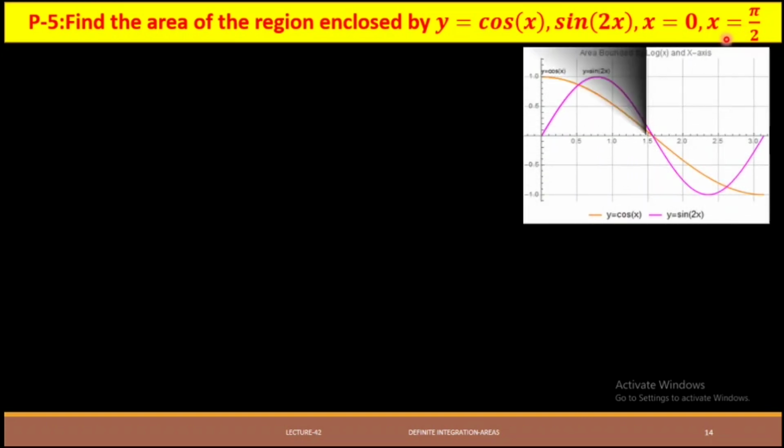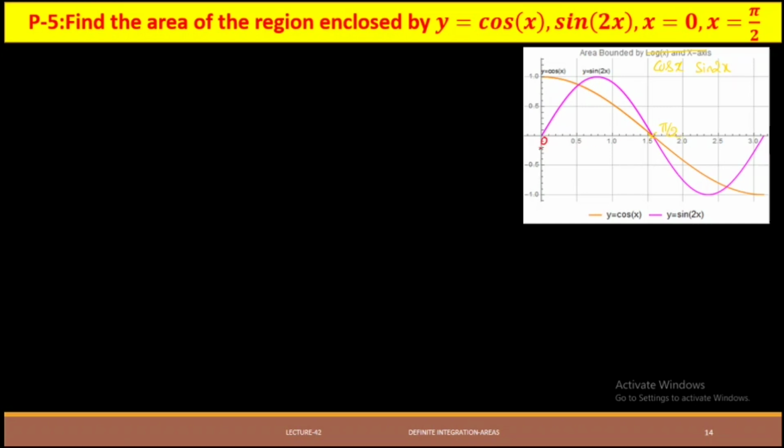Now if you plot these four curves on the coordinate axis, this is how it looks. This magenta color curve is the sin 2x. Of course this graph is plotted, this is cos x and sin 2x anyway. The magenta color curve is the sin 2x and the orange color curve is the cos x. And x is equal to pi by 2. Both these curves meet at x is equal to pi by 2.